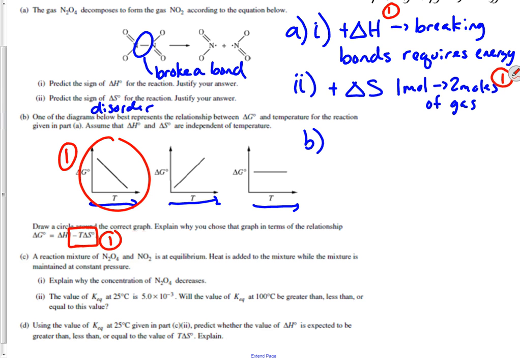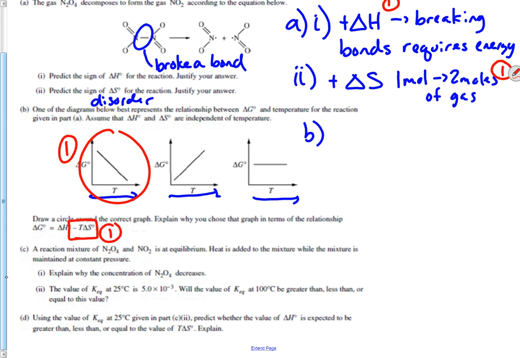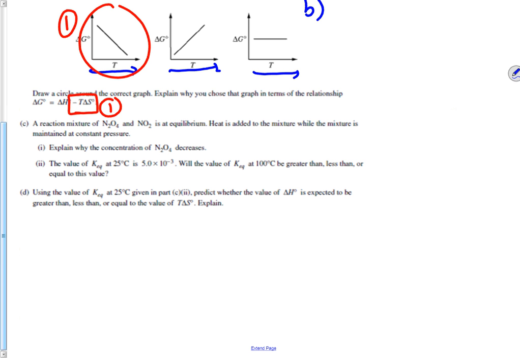A reaction mixture of N2O4 and NO2 is at equilibrium. Okay, so we're at equilibrium. Heat is added to the mixture while the mixture is maintained at constant pressure. Part I: explain why the concentration of N2O4 decreases. You do not need to know that beforehand. It's telling you it decreases. Explain why the concentration of N2O4 decreases.